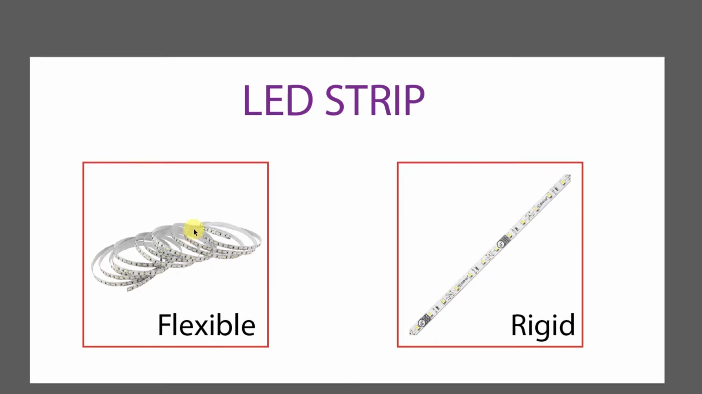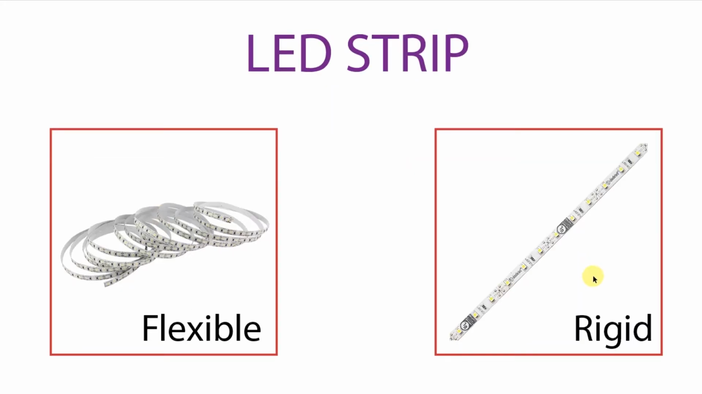The flexible LED strips are made of plastic or PVC type material, and there is an adhesive or glue on the back side of the flexible LED strips, by which the strip is set to the aluminum profile. And the rigid type LED strips are made of printed circuit board, that is called PCB, and these types of LED strips are installed on the aluminum profile by using a screw.